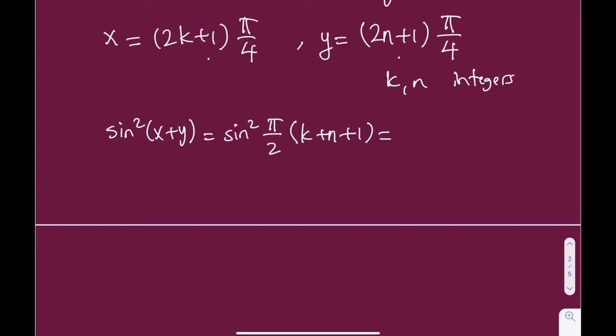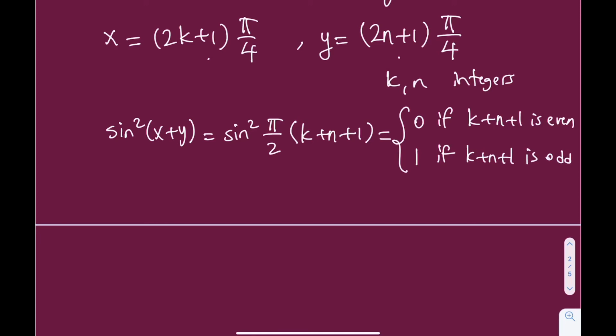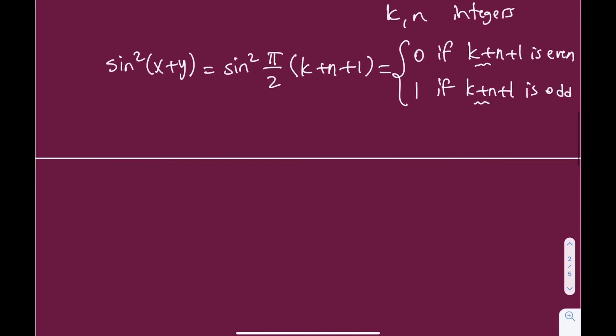So we can write it actually as a piecewise function. So this is going to equal 0 if k plus n plus 1 is even, and it's going to equal 1 if k plus n plus 1 is odd. So from here it basically follows that we're going to be choosing k and n such that k plus n is odd here, and k plus n is even here. So how do we do that? Well, we can just go ahead and do the following.